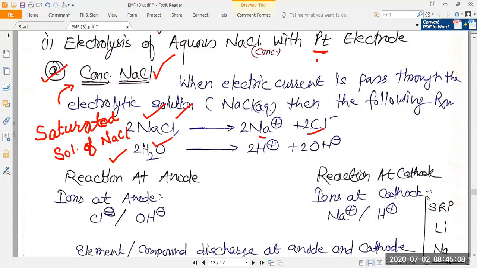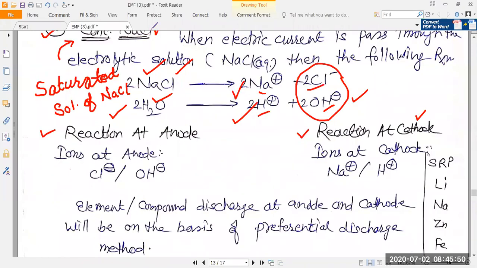Water will decompose into H plus ion and hydroxyl ion. So at cathode and anode we get two different charges. Chloride and OH, both are negative charges, and negative charges go to the anode side. These two ions will be present at the anode side, and these two, sodium and H plus ion, are present at the cathode side.